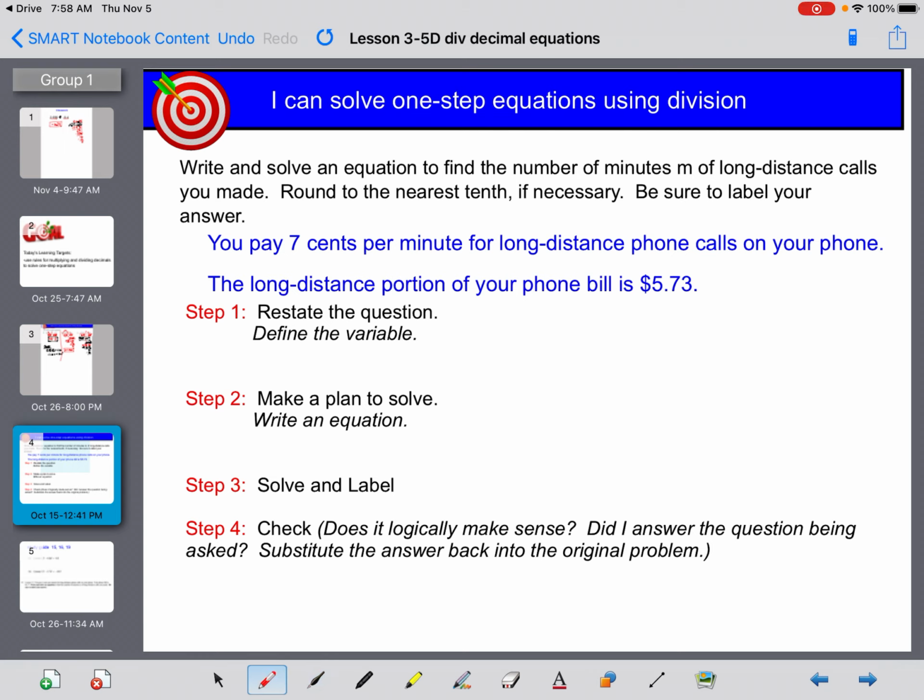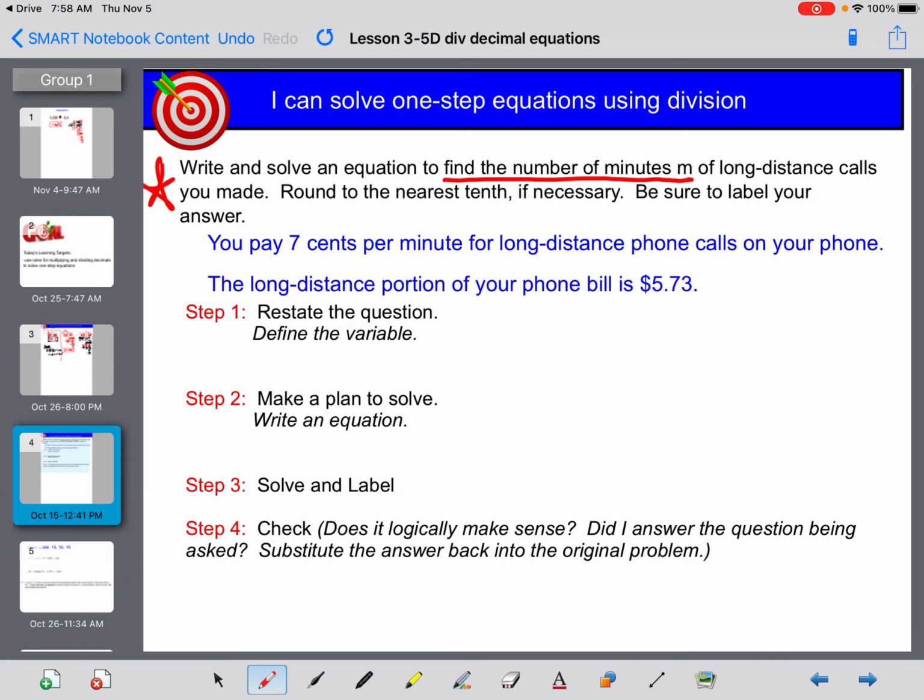This one I want you to put a star by, because this is an identical question to one you will encounter on your test. Write and solve an equation to find the number of minutes of long-distance calls you made. Round to the nearest tenth if necessary. Be sure to label your answer.